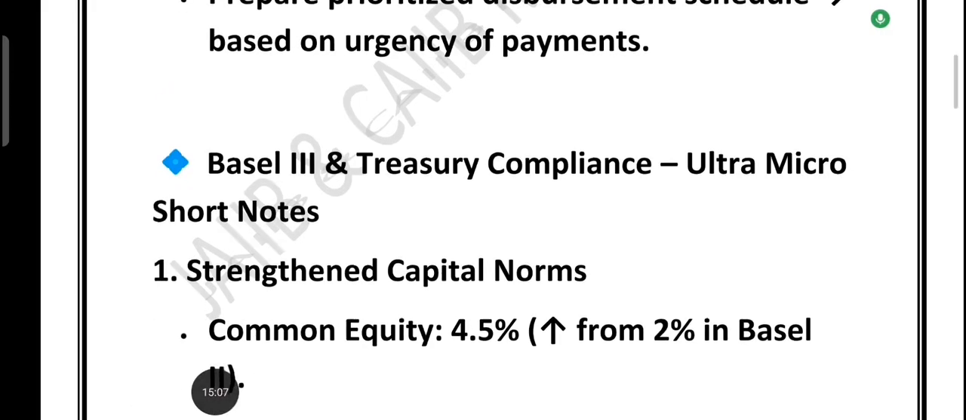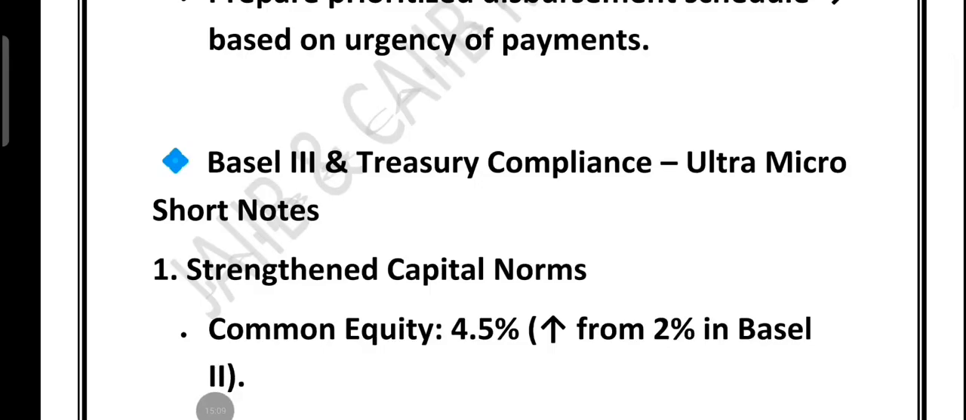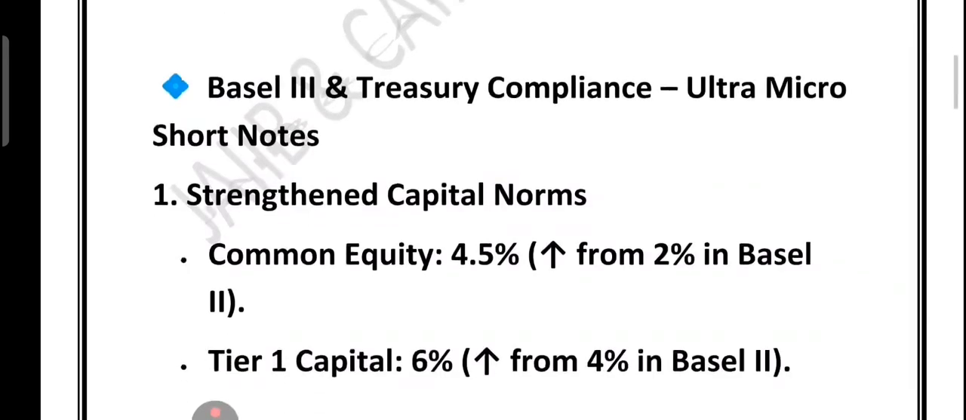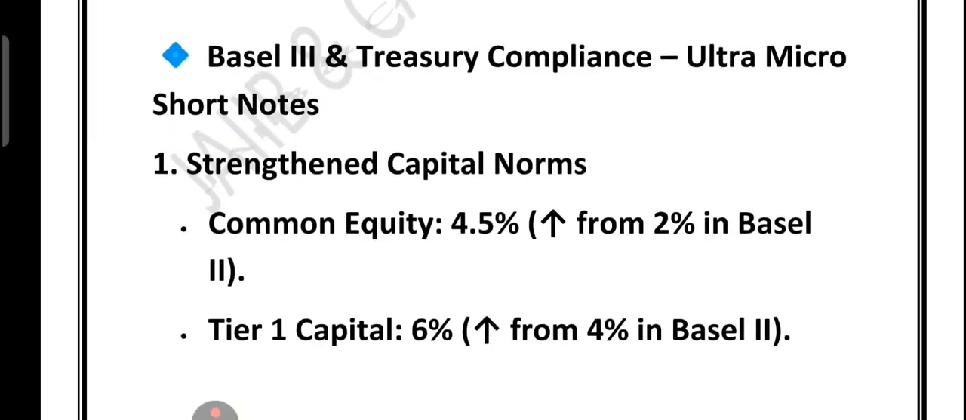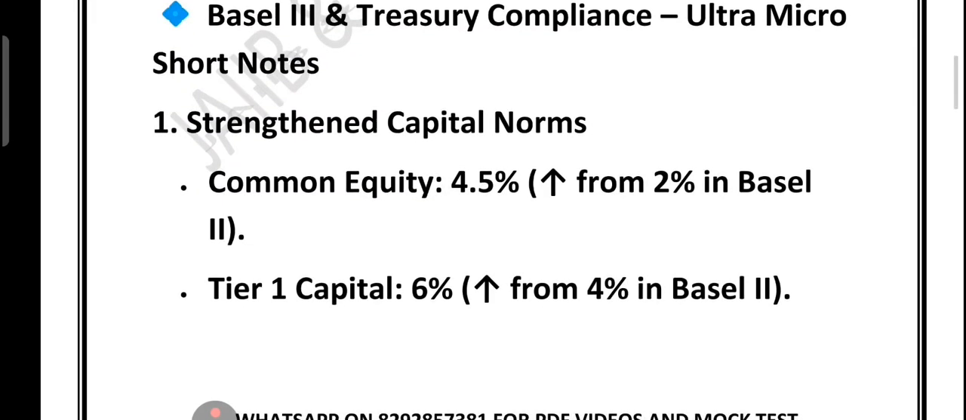Friends, this Basel III is a very hot topic for CTP examination. They ask questions in one form or another. So we will break down the key Basel III norms, capital buffer, transfer pricing, and core treasury terms in simple, easy to understand language. First thing is that Basel III was introduced to make the global banking system stronger and more stable after the 2008 financial crisis.